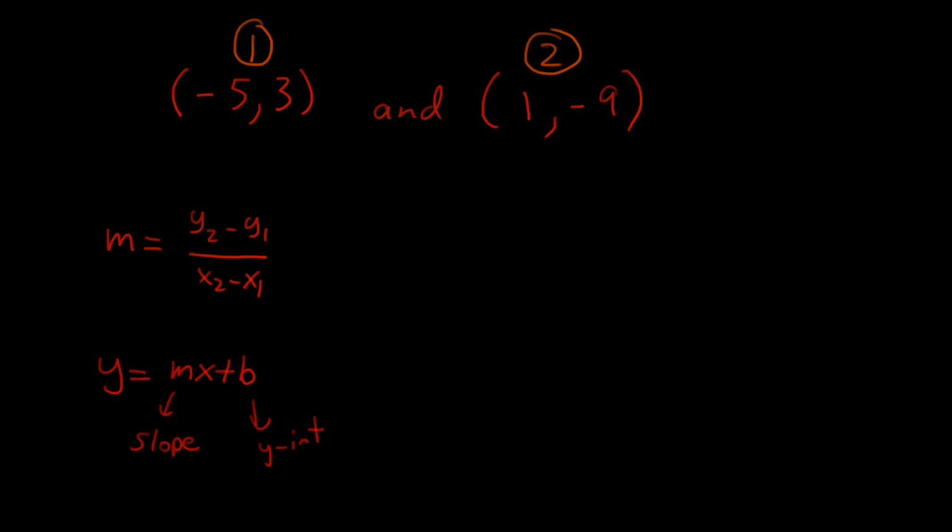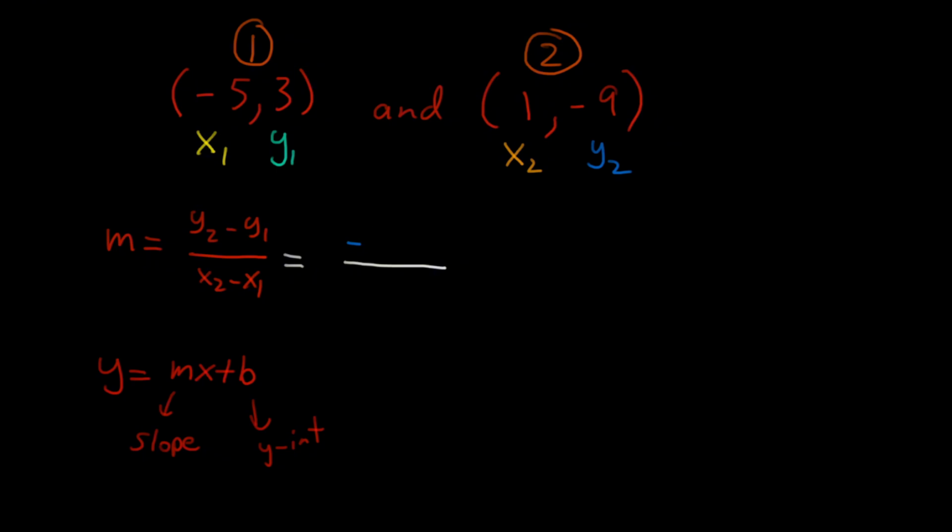In this video, we're going to focus on finding the equation of a line in y equals mx plus b form given 2 points. So let's try this example here. I've labeled the first point point 1 and the second point point 2. That means that this is going to be our x1, this is going to be our y1, this is going to be our x2, and this is going to be our y2.